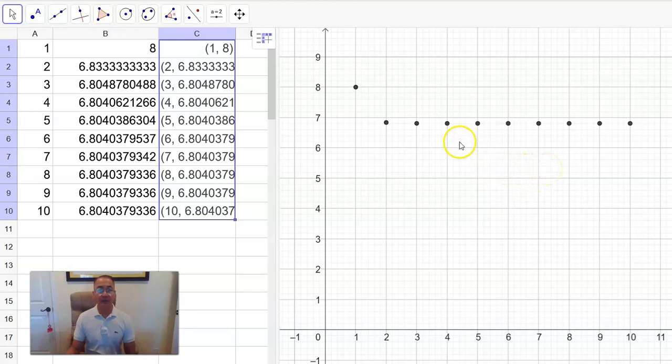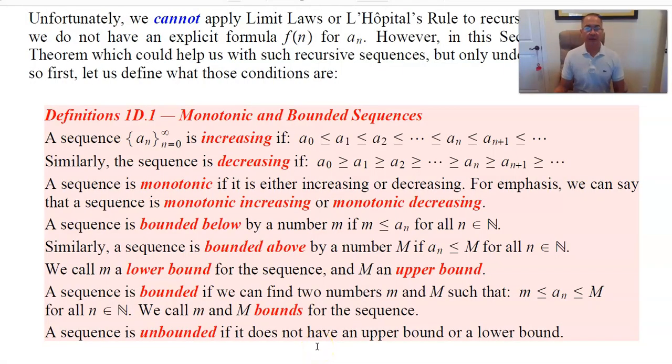where we will see a way by which we can show that the sequence actually does converge. All right, so in order for us to make sense of the monotone convergence theorem, we need to know a couple of terms. So here are some definitions for words that will be appearing in that theorem. So these definitions talk about monotonic and bounded sequences.